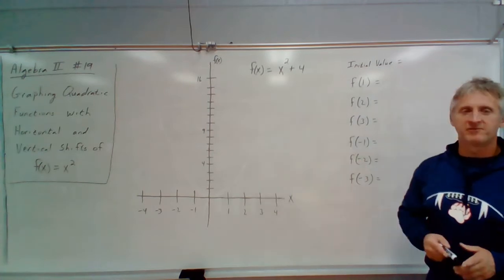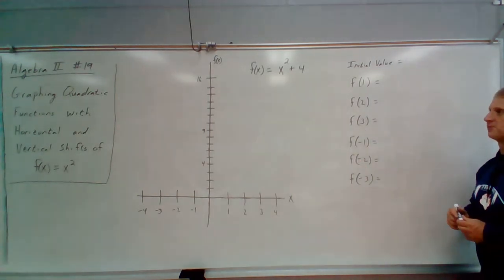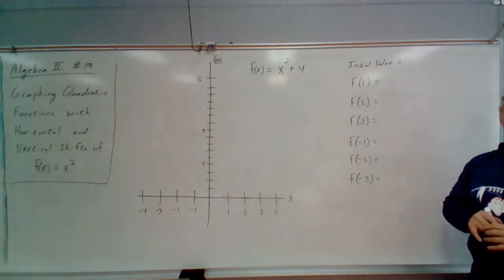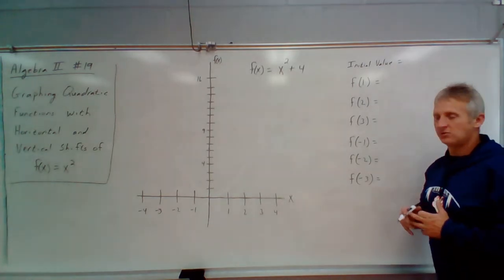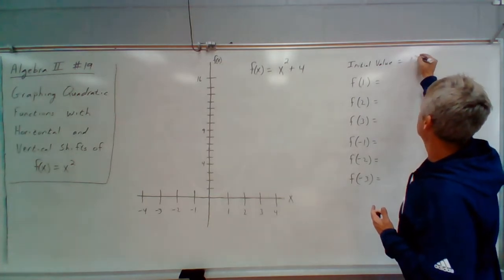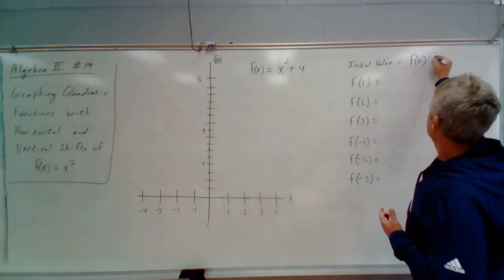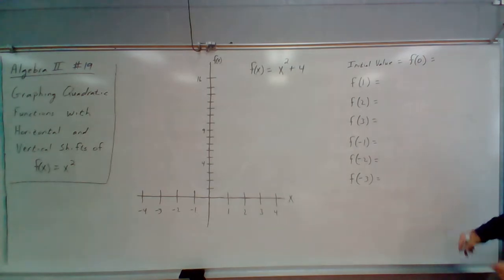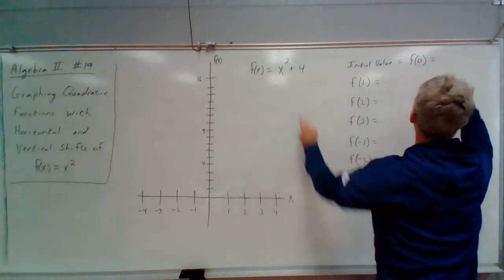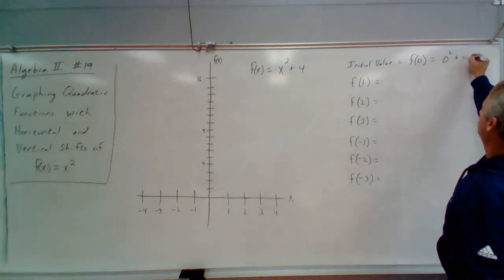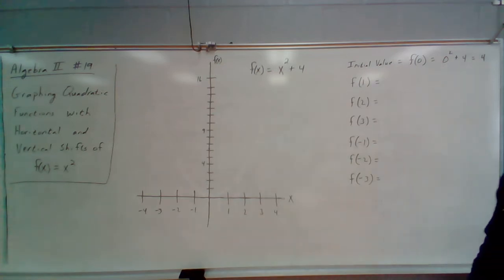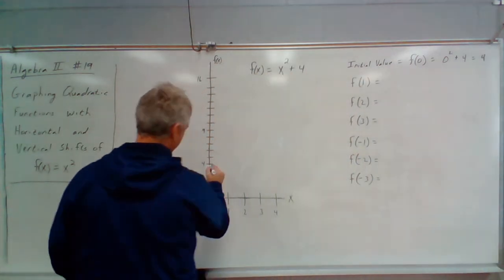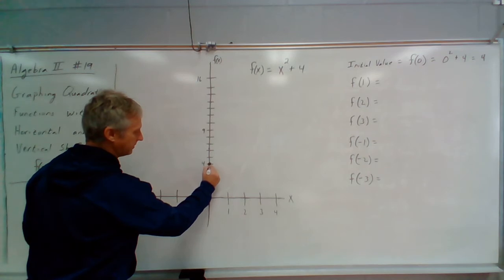All right, let's graph f of x equals x squared plus 4. First of all, let's find the initial value. Remember, initial value is the y-intercept, or the value you get by plugging 0 in for x. So it's f of 0. If I put a 0 in for x, I would have 0 squared plus 4. 0 squared is 0. 0 plus 4 is 4. So if I plug 0 into this function, the output is 4.